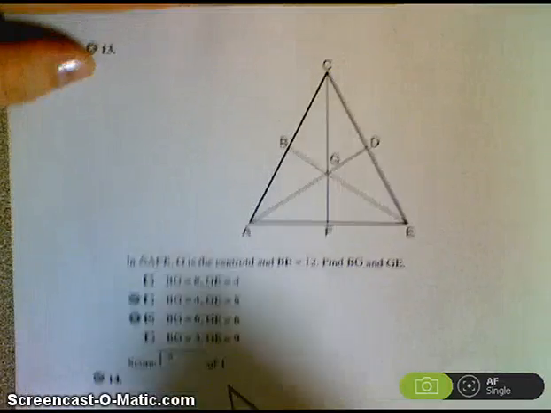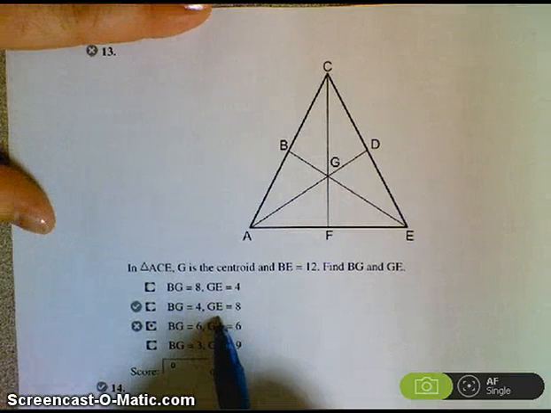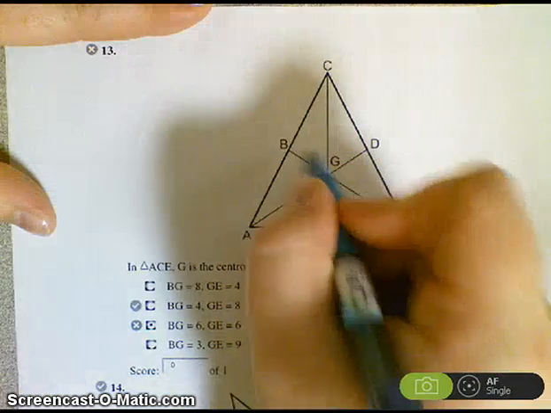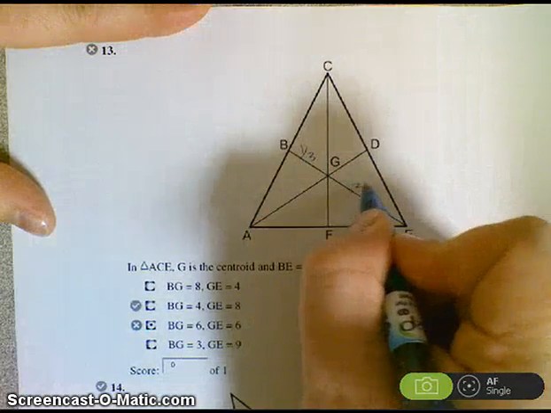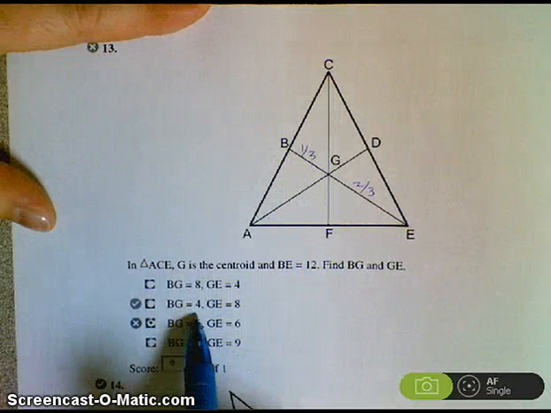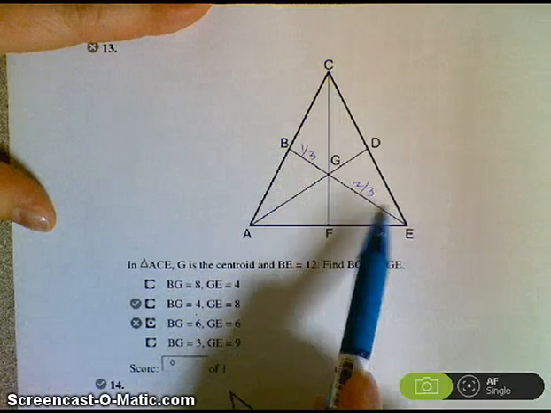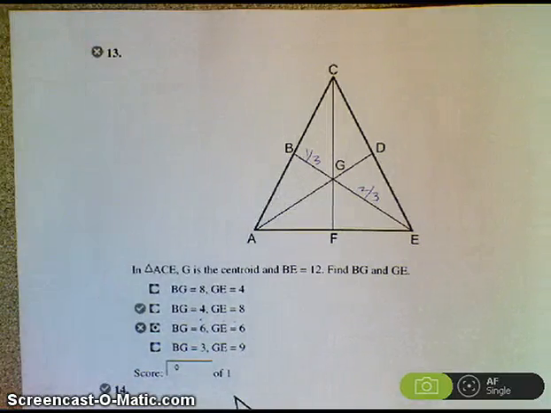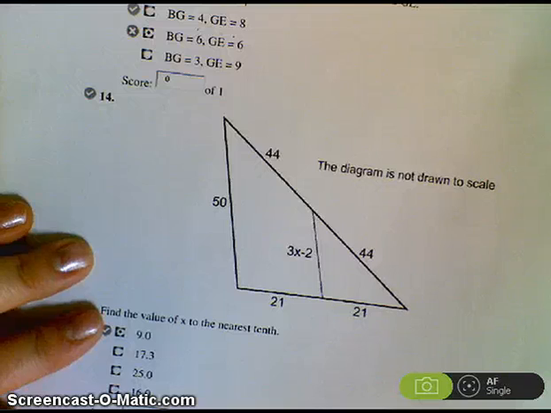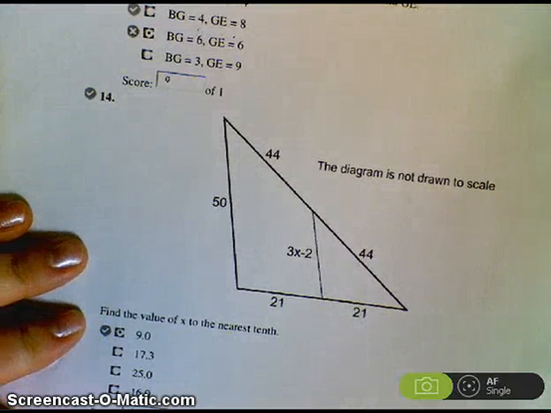13 here again is where you have the centroid, and BE is 12. And like I said before, this is 1/3, this is 2/3. 1/3 of 12 is 4, and 2/3 of 12 is 8. And again, whenever you dealt with medians and midpoints and stuff, you got pretty much all of those questions correct.